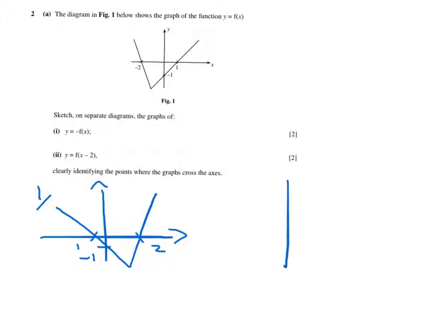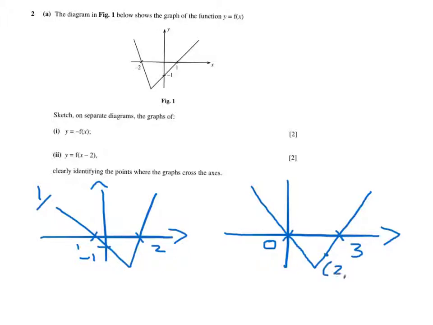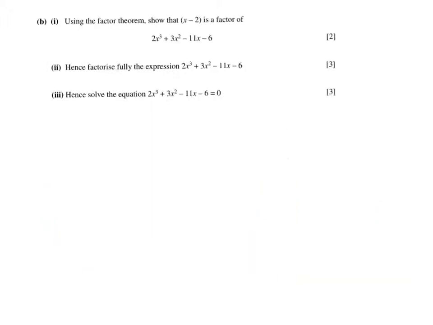F of x minus 2 is a translation 2 units to the right along the x-axis. So the point at minus 2 will now be at the origin 0. The point at 1 will now have moved to 3, and the point that was at 0, minus 1 will now be at 2, minus 1.